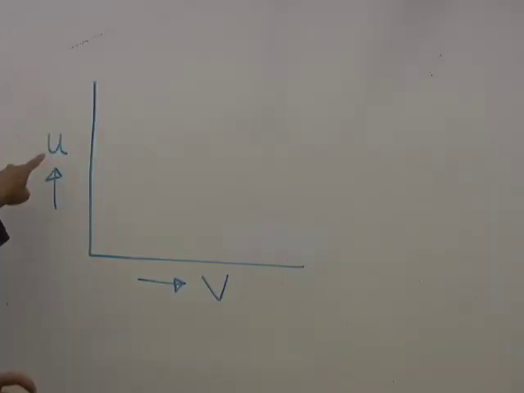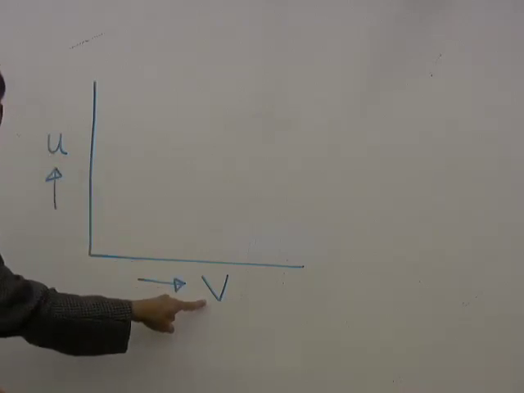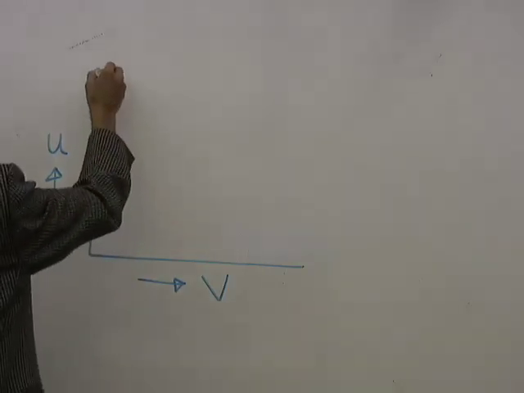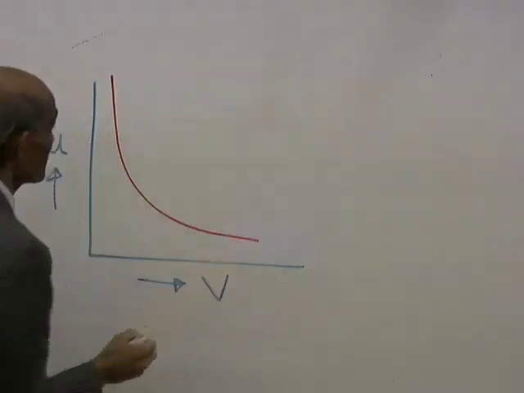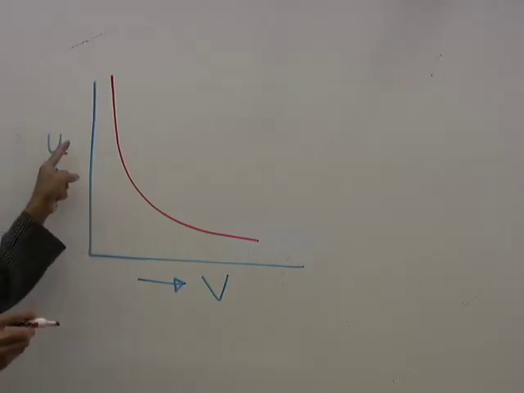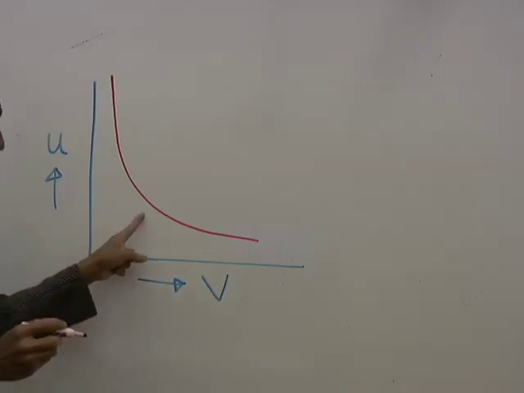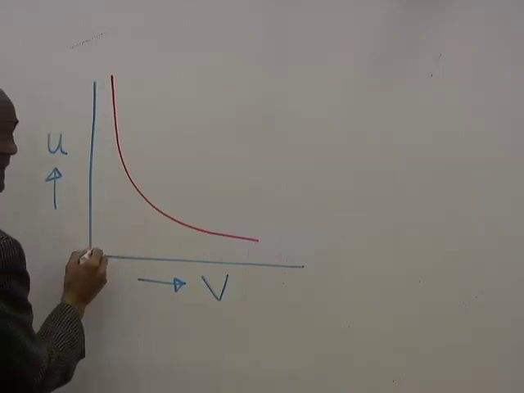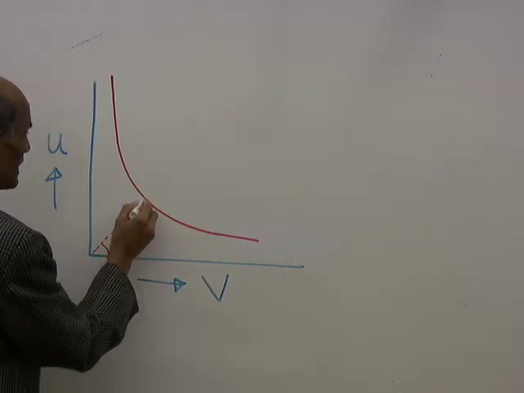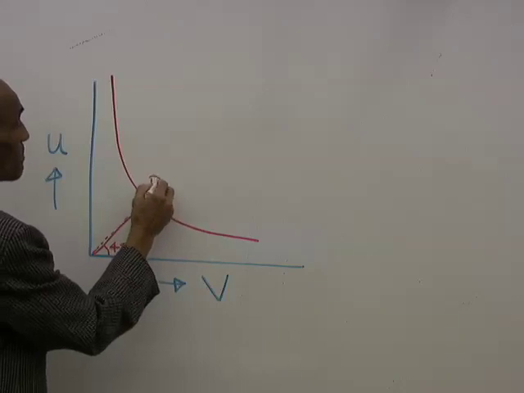If you draw a graph of U on the vertical axis and V on the horizontal axis, what kind of graph will you get? Well, the graph you will get will be something like this. I would like you to draw this graph. Draw a graph of U on the vertical axis and V on the horizontal axis. And once you have this graph, draw a line making 45 degrees with the x-axis. Now that line will cut the graph at the point P.